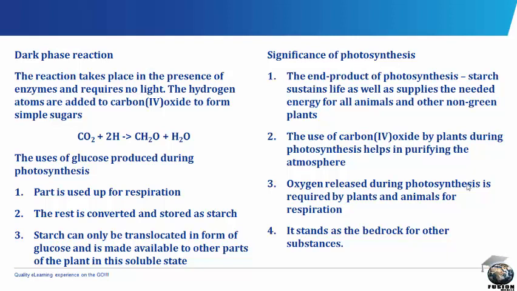1. The end product of photosynthesis, that is starch, sustains life as well as supplies the needed energy for all animals and other non-green plants. 2. The use of carbon dioxide by plants during photosynthesis helps in purifying the atmosphere. 3. Oxygen released during photosynthesis is required by plants and animals for respiration. And 4. It stands as the bedrock for other substances.